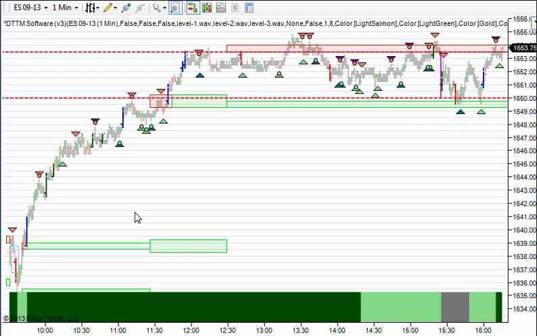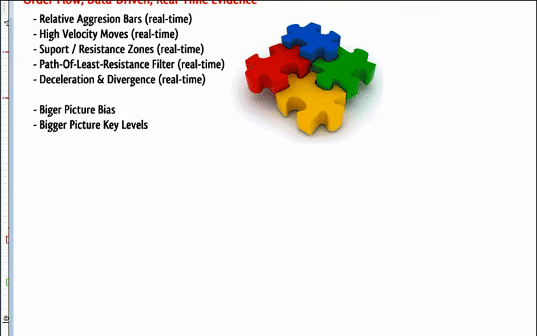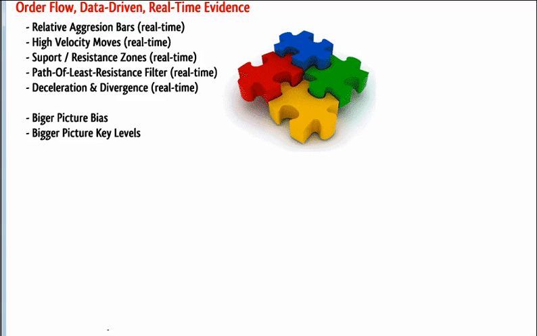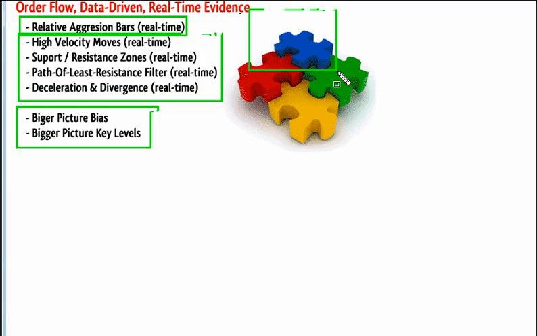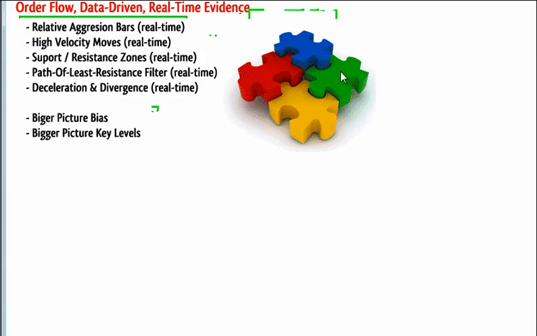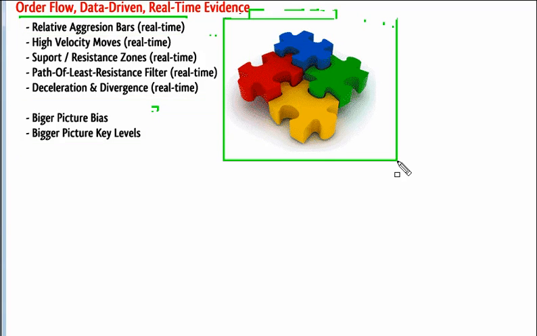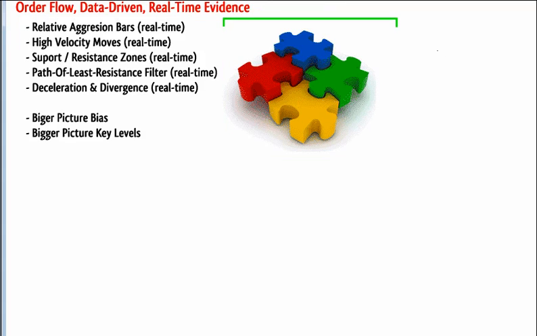So what I've got here is a chart with all of the different pieces of evidence, and by that I mean various real-time pieces of evidence. I'm going to really focus on the relative aggression bars today, but we also talk about our bigger picture bias, bigger picture key levels, and other real-time pieces of evidence. Each of these components is like a piece of the puzzle, and the more pieces come together, the more clear your image of what's going on in the market is, and the better decisions you can make with that.